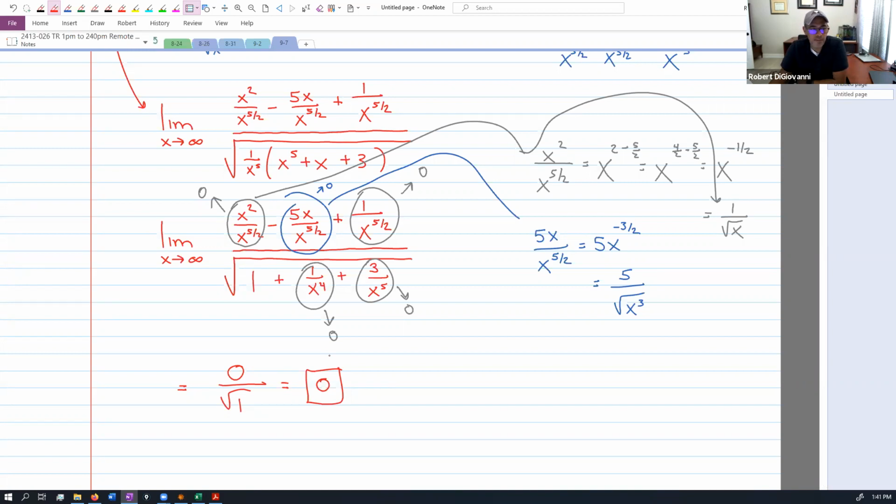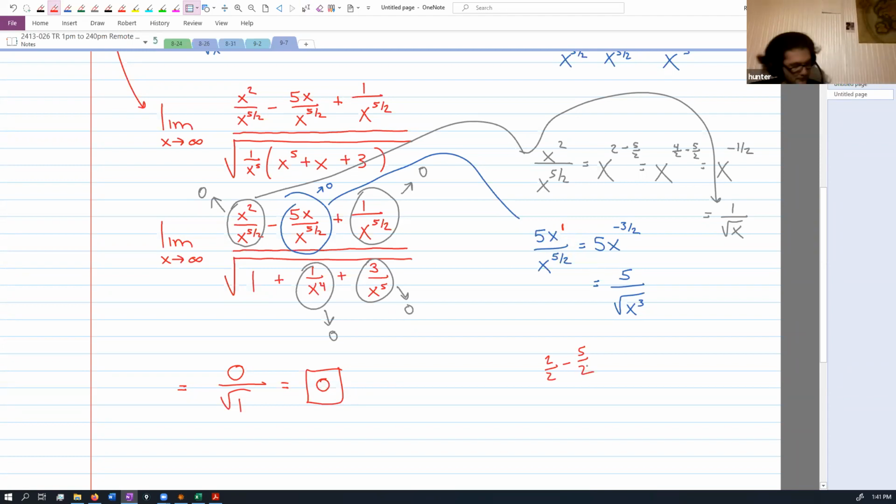I hope that one helped and didn't make it worse, Isabella. Is that all right? Yeah, that helped a lot. Okay. Hey, quick question. How do you get from 5x over x to the power of 5 over 2 to 5x to the power of negative 3 over 2? This is x to the 1, and then you subtract, so 1 take away 5 halves is the same as 2 over 2 minus 5 over 2, which is negative 3 over 2. Right, gotcha. Thank you for asking though. Fractions are not my strong suit.